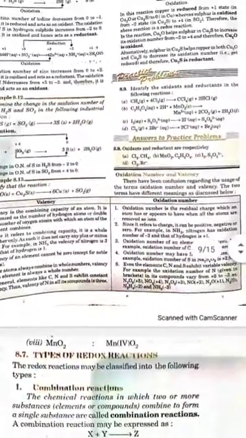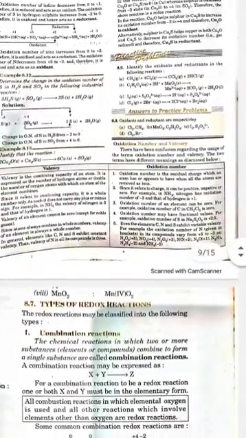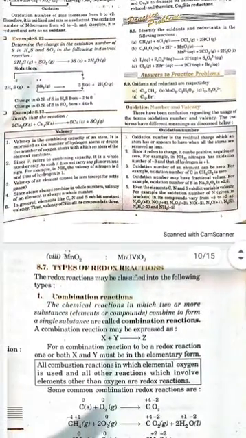Now let me show you the differences between valency and oxidation number. What is valency? Valency is the combining capacity of an atom. This is the definition that you studied in class 10th. Oxidation number is the residual charge which an atom has or appears to have when all the other atoms are removed as ions.